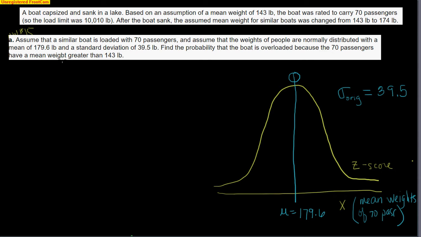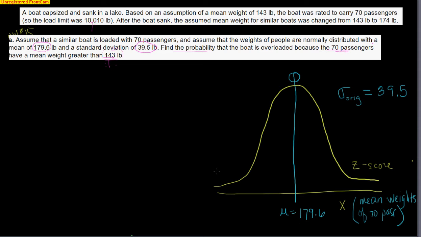Part A here says, assume that a similar boat is loaded with 70 passengers, and now we know the weights of people are normally distributed with a mean of 179.6 pounds and a standard deviation of 39.5 pounds. Find the probability that the boat is overloaded because the 70 passengers have a mean weight of greater than 143, because we know if there's 70 people on that boat and the average weight is over 143, you're going to exceed your 10,010 pounds and the boat will sink.